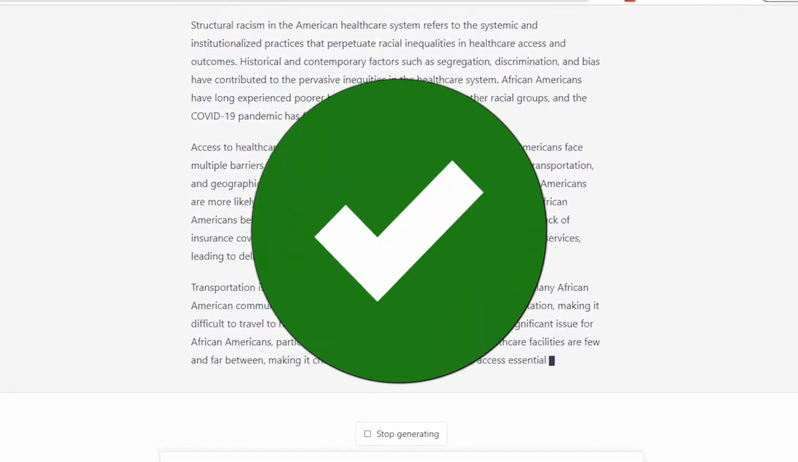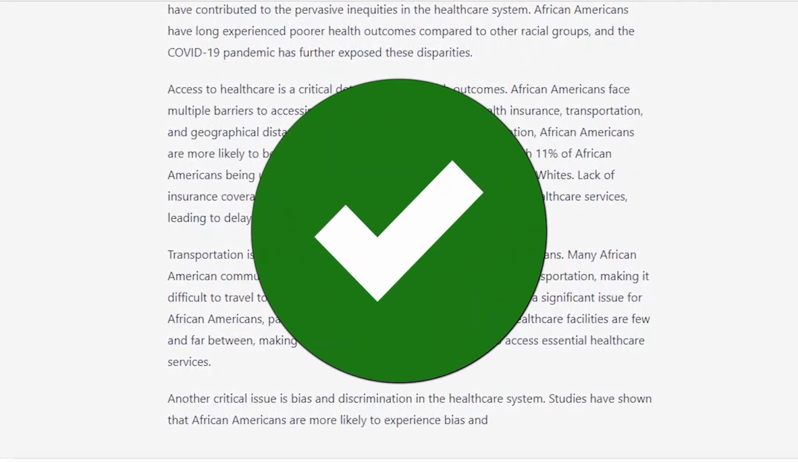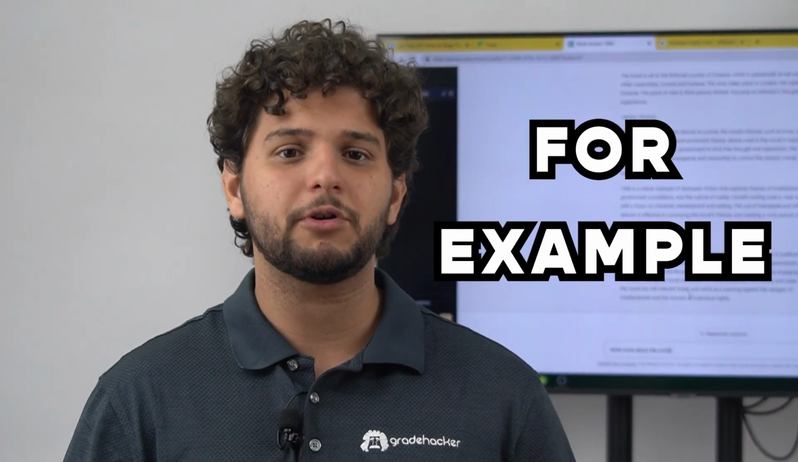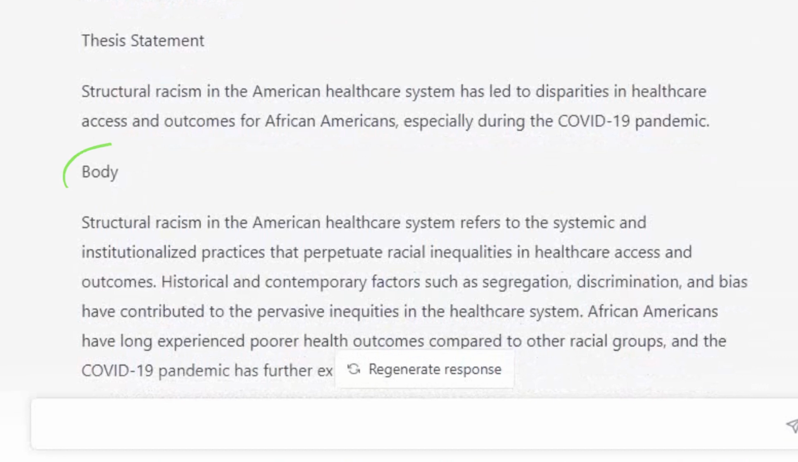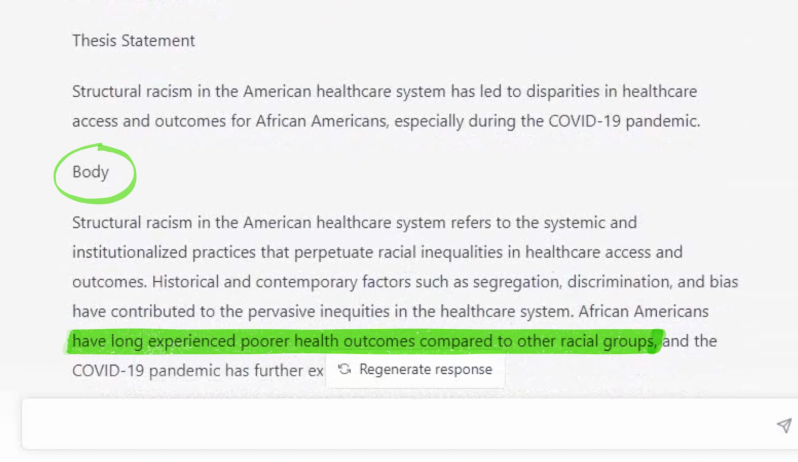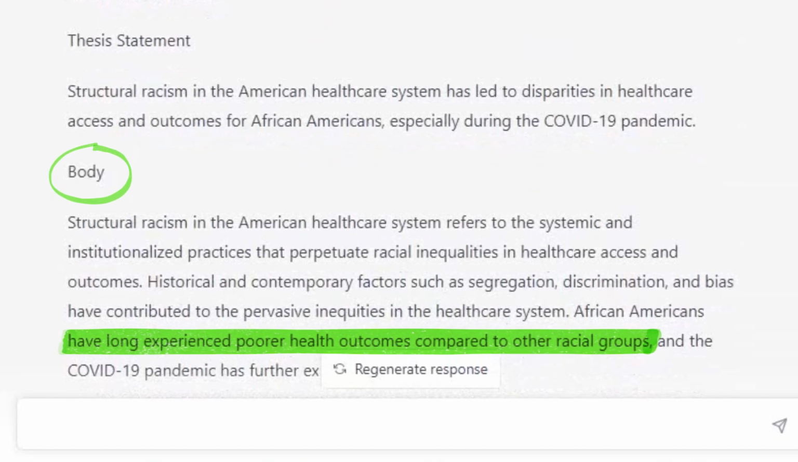Then in the body, ChatGPT listed multiple issues related to the topic, but these were never fully explained or had evidence to support them. For example, the first paragraph talks about poorer health outcomes compared to other racial groups, and that's it. Here we have a clear opportunity to add statistics and examples to prove this statement is true.